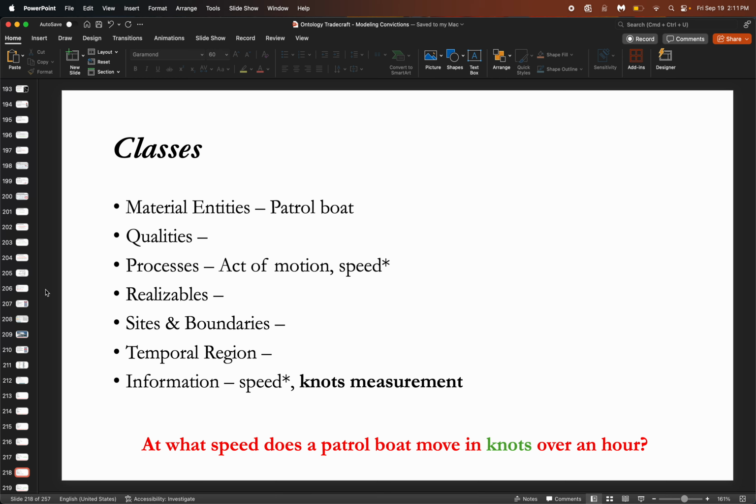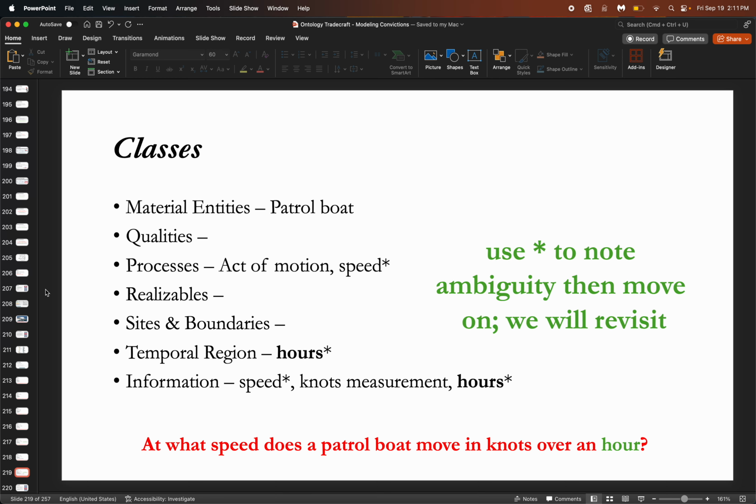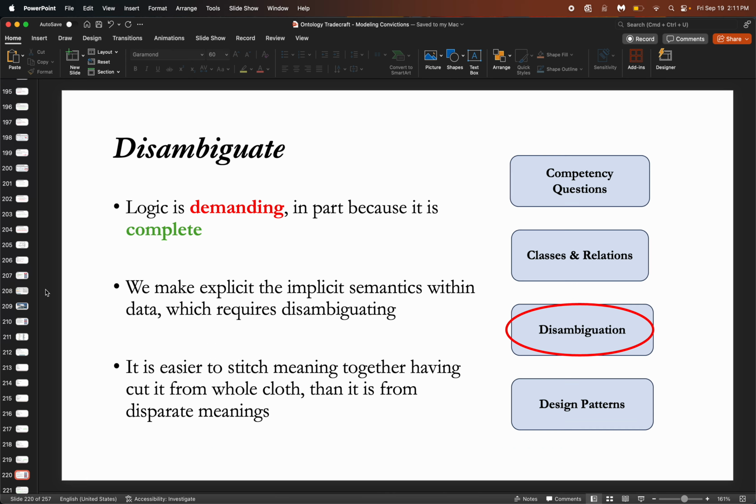Knots, measurements. I think knots are a measurement. It's information. It's about stuff. Also, hours. We have hours here, and that's another ambiguous one. Is it time? Is it the time out there? Is it a measurement of time? Now, note what I did just now. I walked through this competency question and through this recipe, and I just fleshed out the things on the list. Easy peasy. Now, we have to disambiguate.